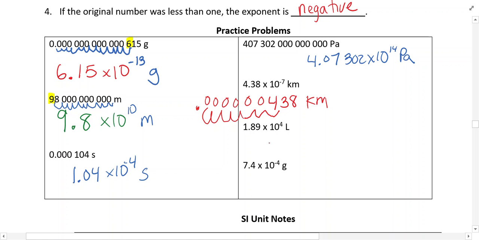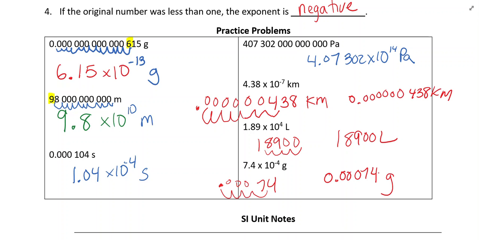The next value, we do the same thing. We have 1, 8, 9, and we're going to move the decimal to the right now. 1, 2, 3, 4. So we'll have 18,900 liters. It is good practice to rewrite your value once you're done writing it, just to make it a little bit neater. And then why don't you try the next one on your own.